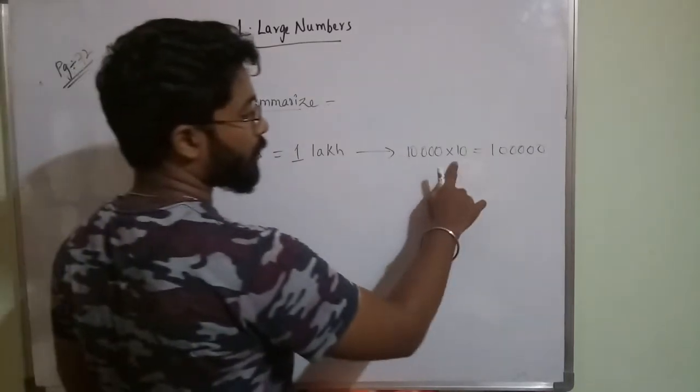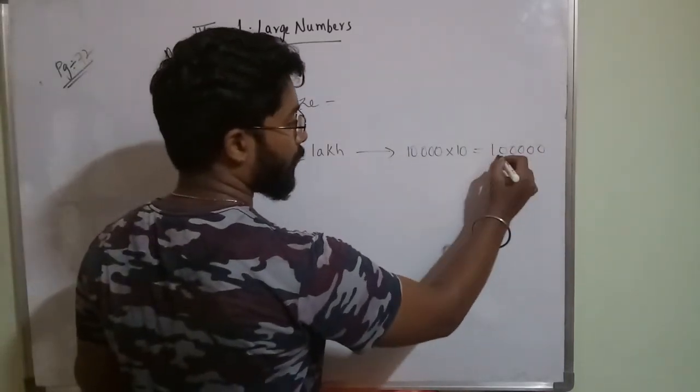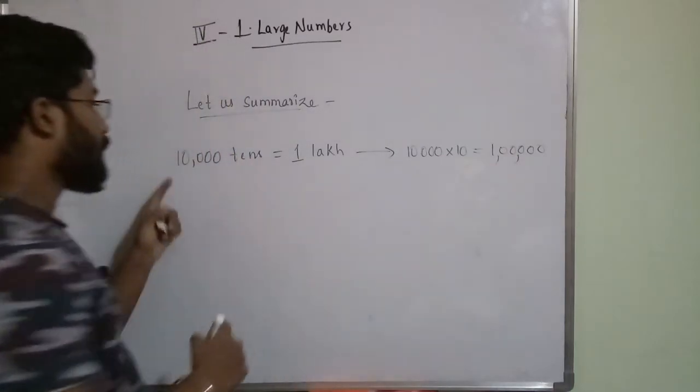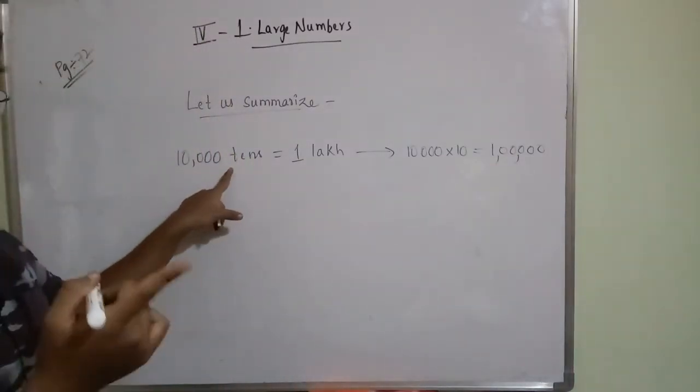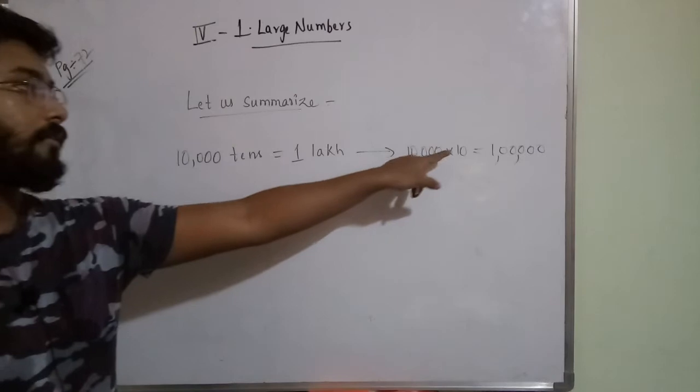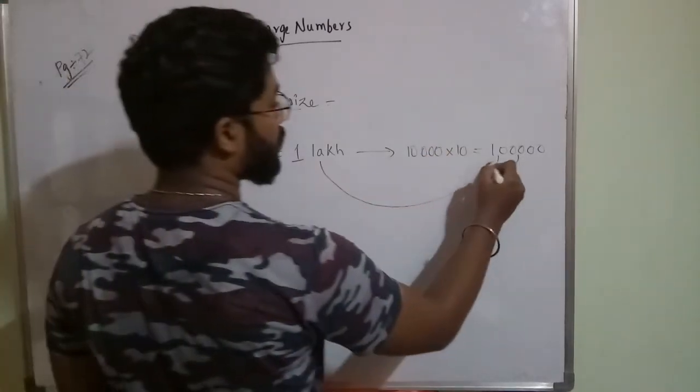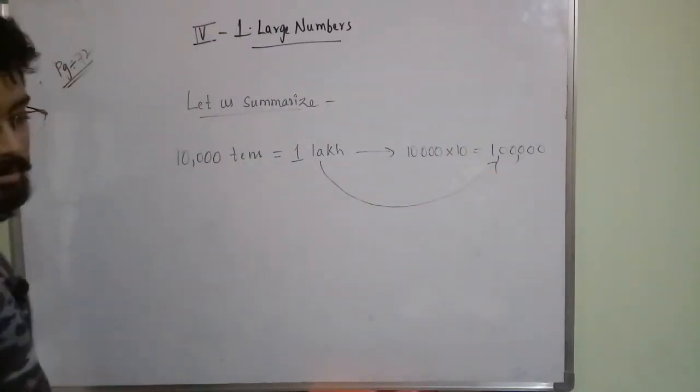So 10,000 into 10, how much you will get? You will get 1 lakh. Okay, 10,000 tens into 10, you will get 1 lakh. 1 lakh means this number is 1 lakh. Okay, this one is completed.